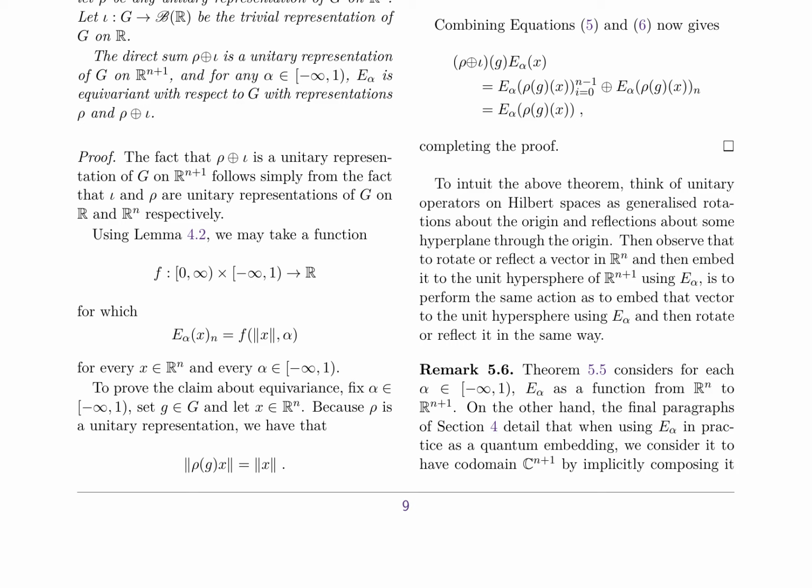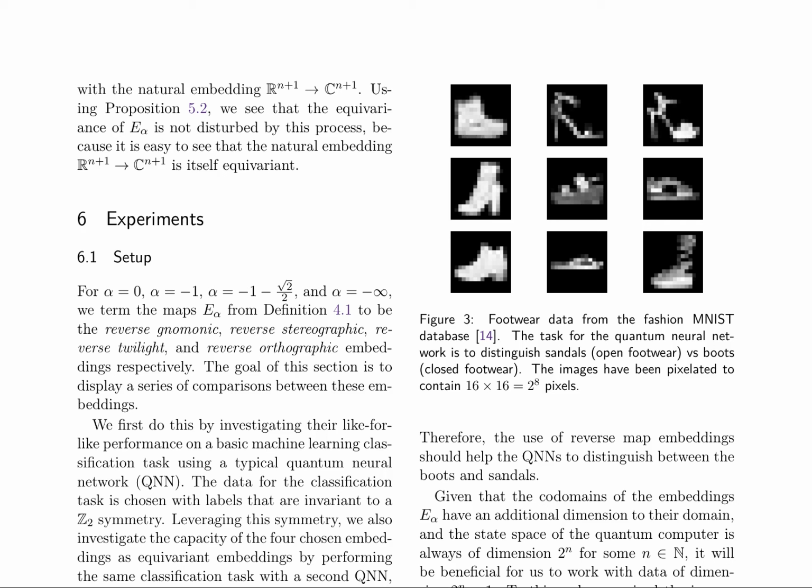The authors provide an intuitive understanding of theorem 5.5 by considering unitary operators on Hilbert spaces as generalized rotations and reflections. They then remark that the equivariance of E_alpha is not disturbed when composing it with the natural embedding R^(n+1) → C^(n+1).